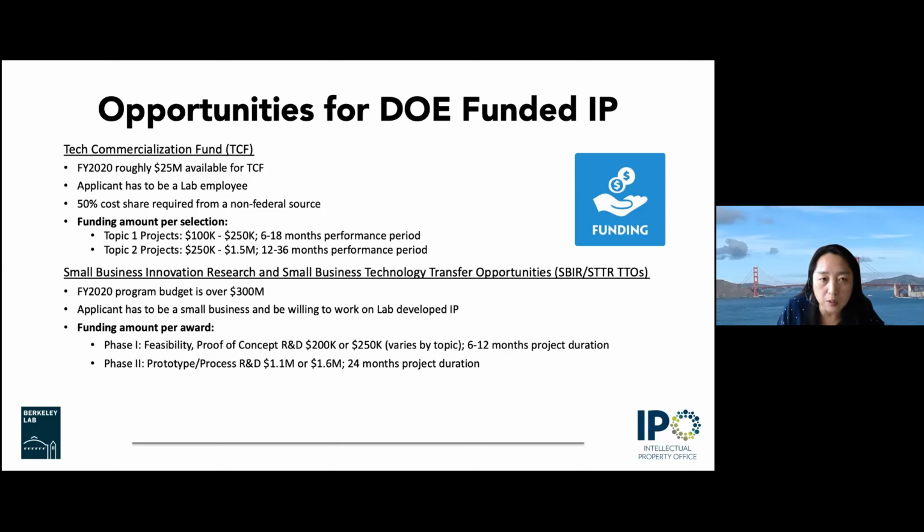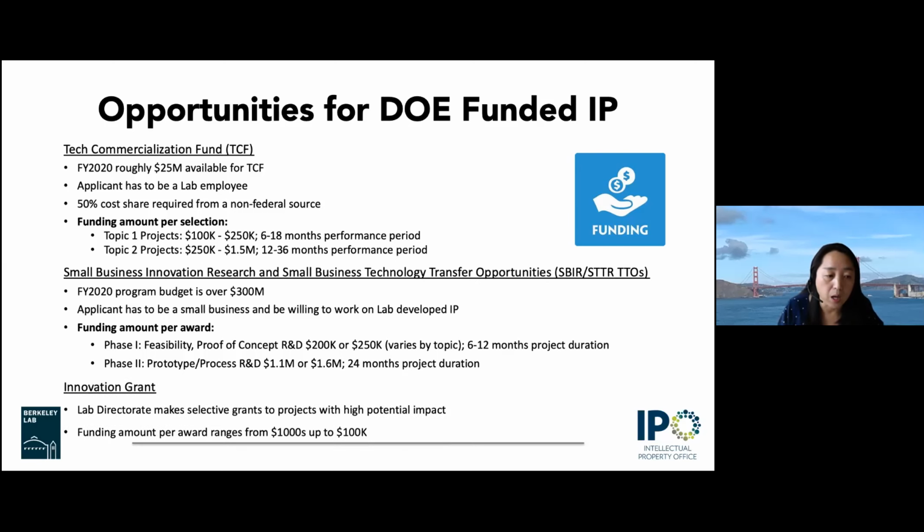Funding level for this program, there are 2 phases. Phase 1 is for feasibility and proof of concept type of work. Award can be around $200,000 or $250,000 for a performance period of 6 to 12 months. Phase 2 award is for development of prototype or process improvements and scale up development, for an amount of about $1.1 million to $1.6 million depending on the topic, and for a project duration of 24 months.